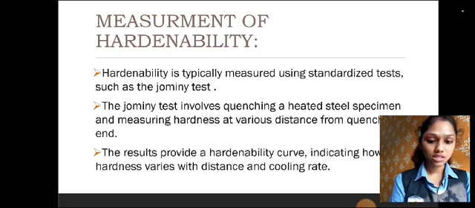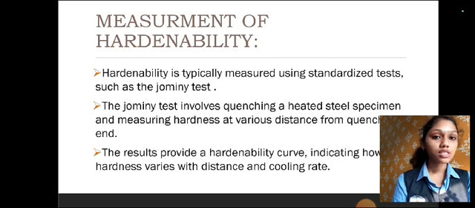Now plot the results. The Jominy test involves quenching a heated steel specimen and measuring hardness at various distances from the quenched end. The result provides a hardenability curve indicating how hardness varies with distance and cooling rate.